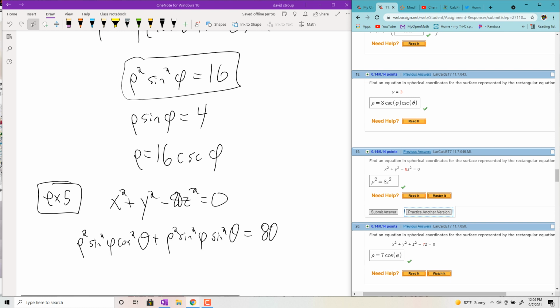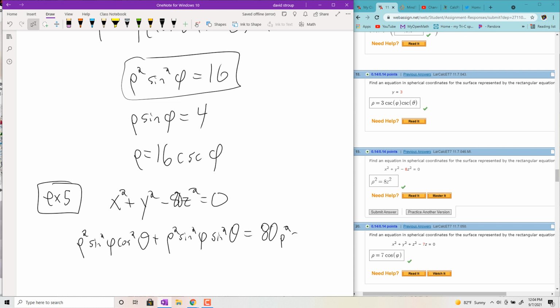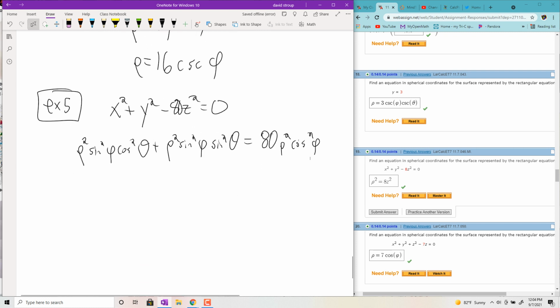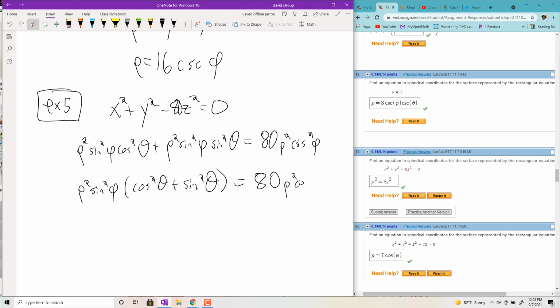So you end up with 80 rho squared cosine squared phi, right? Because that's how we defined z. Then, again, factor out the rho squared sine squared phi, and you just have the cosine squared theta plus sine squared theta, which will be 1. On the other side, you got 80 rho squared cosine squared phi. So you end up with rho squared sine squared phi equals 80 rho squared cosine squared phi.